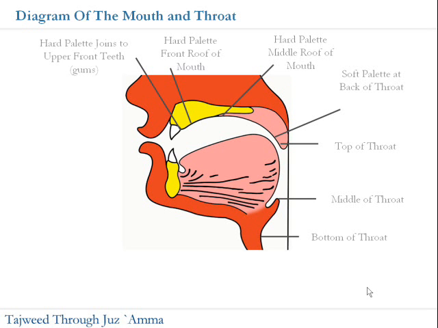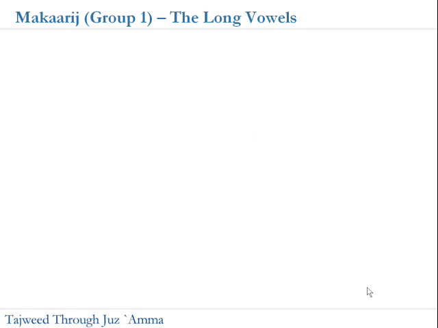We then have what are known as the gums, so that's really where the hard palate meets the front upper teeth. We have the same at the lower teeth, so where the lower teeth meet the hard part of your mouth at the bottom, i.e. the gums.